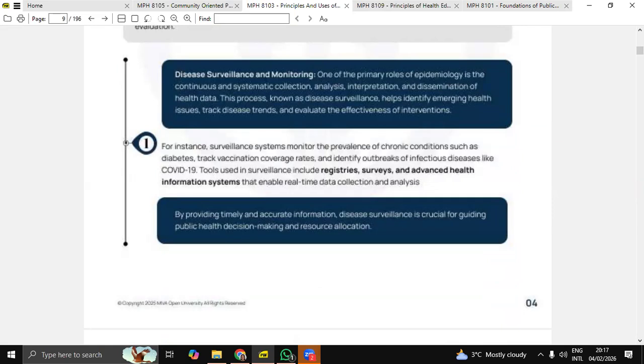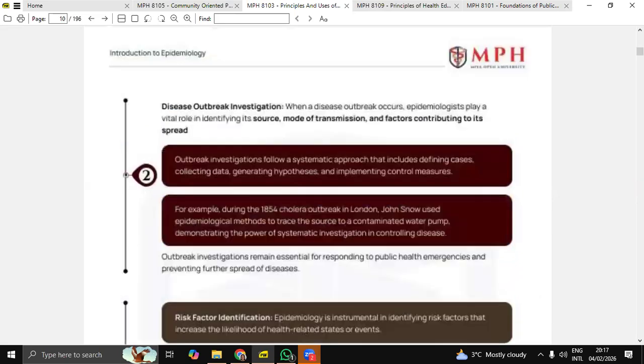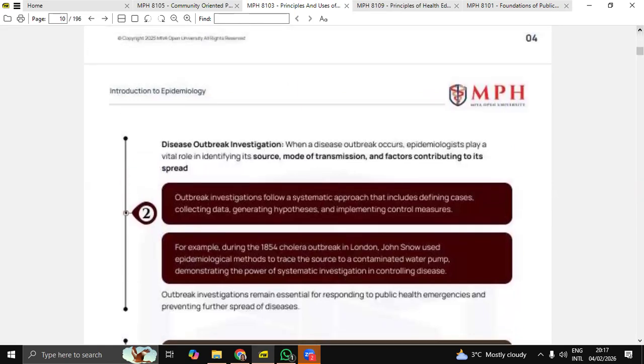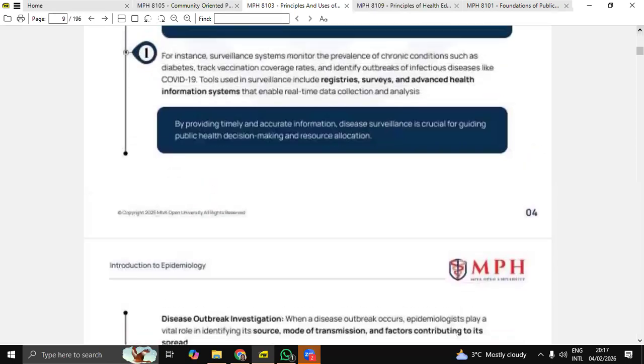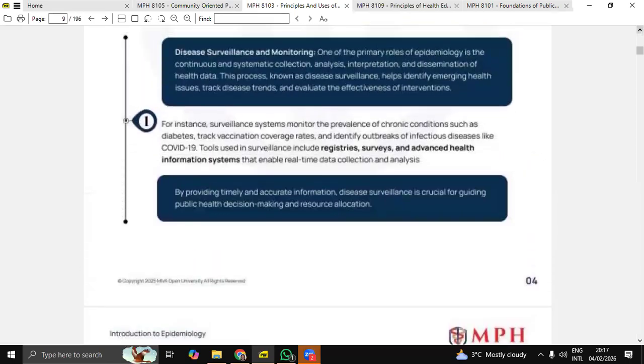Number 1, we have disease surveillance and monitoring. So what's happening in disease surveillance and monitoring? From the name, it's like we're standing on guard and we are watching out. We are monitoring. We are observing. We're taking note of things. We're not waiting for something to happen before we become concerned. No.